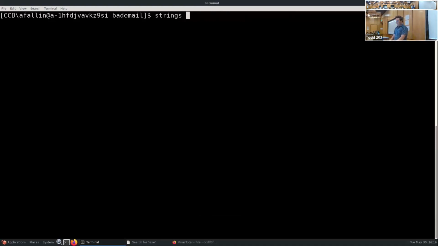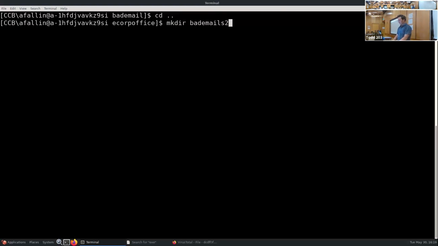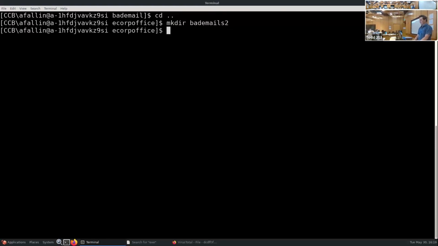After we go up, make another directory, bad emails 2, right? We don't want to flood the directory we are in with all the files. So dump proc or memmap just gives us a single dump file. Dump files is going to dump everything associated with a specific process, right?